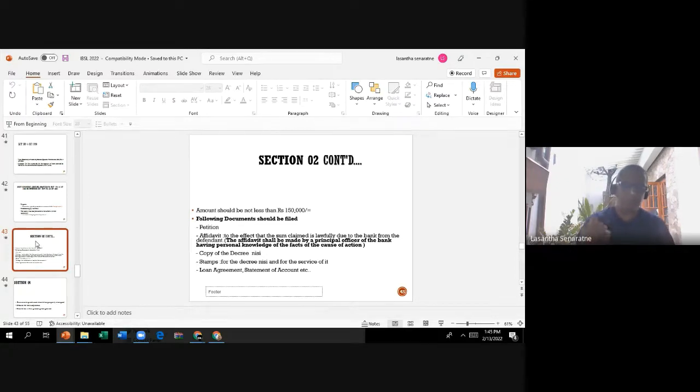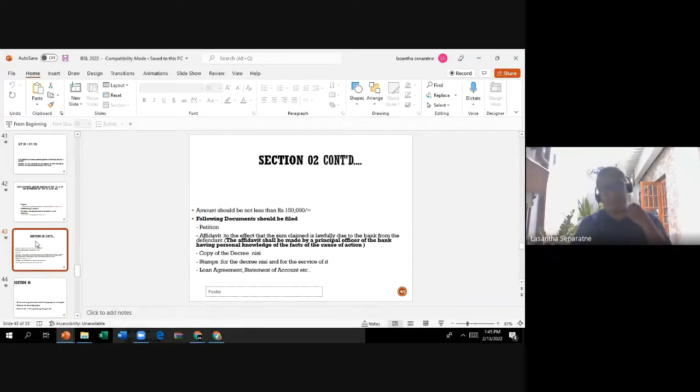This petition is justified through an affidavit to the effect that the sum claimed is lawfully due to the bank from the defendant. So a senior officer of the bank must sign this affidavit confirming the contents in the petition are correct and the amount they have claimed is correct. So you have to ensure your position statement is correct, right? And the officer needs to ensure that the contents of this petition are true.